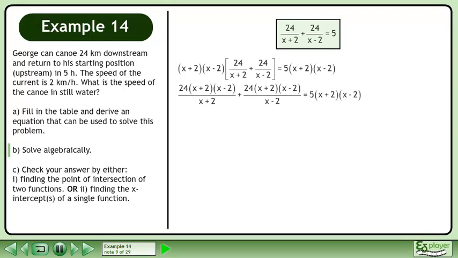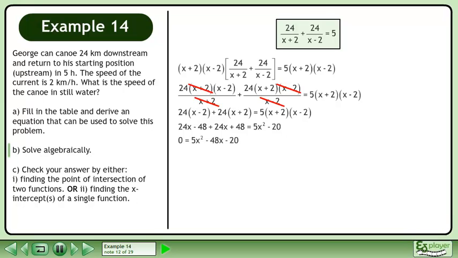Distribute x plus 2 times x minus 2 to each term. Cancel identical factors in the numerator and denominator. Simplify. Bring all of the terms to the right side of the equation. Factor the trinomial to get 5x plus 2 times x minus 10.